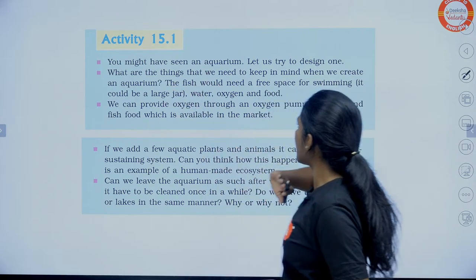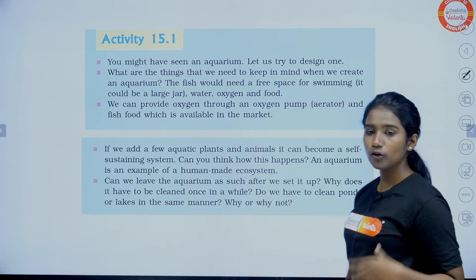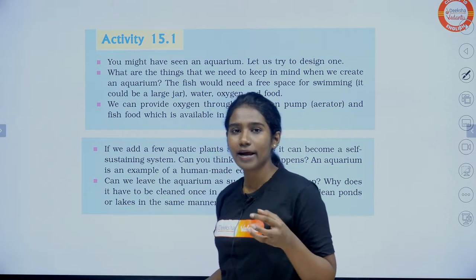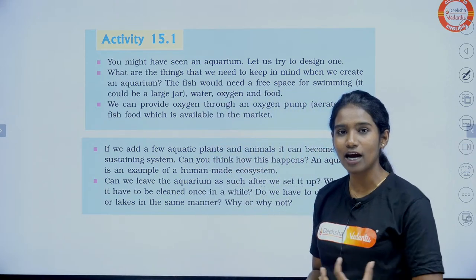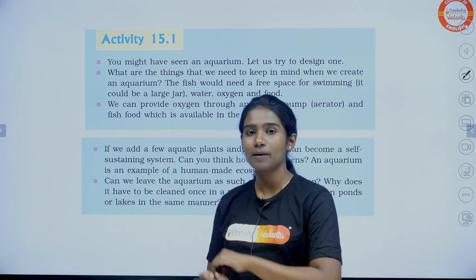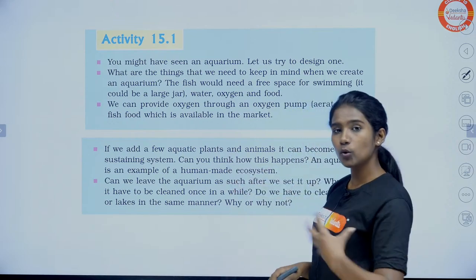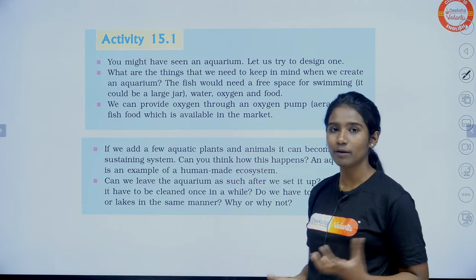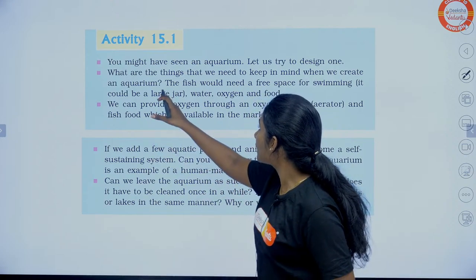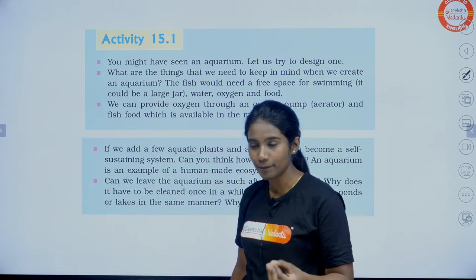You might have seen an aquarium. Let us try to design one. You all would have seen an aquarium, right? And you would have played with one when you were small. If you see an aquarium, it is very attractive, right? You go nearby and see what is present in it. You might even have bought one for your house and decorated it, right? So what are the things that we need to keep in mind when we create an aquarium?